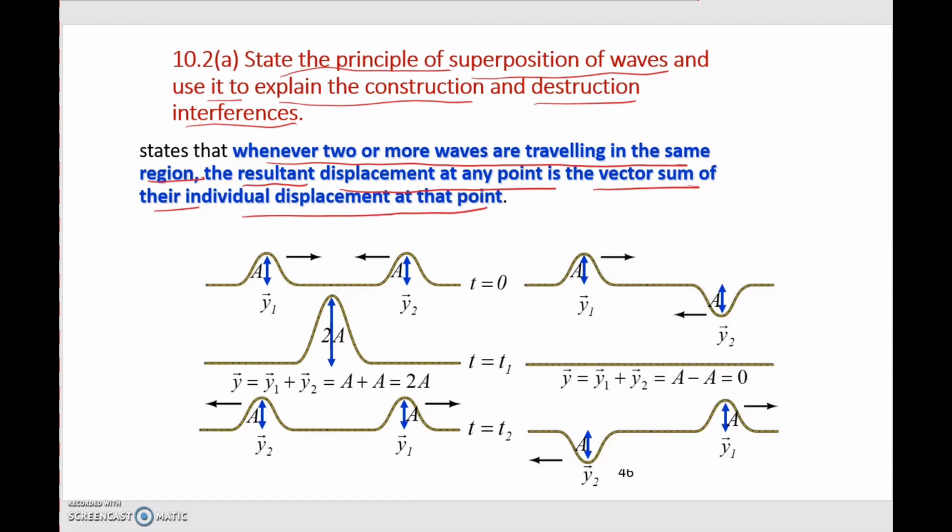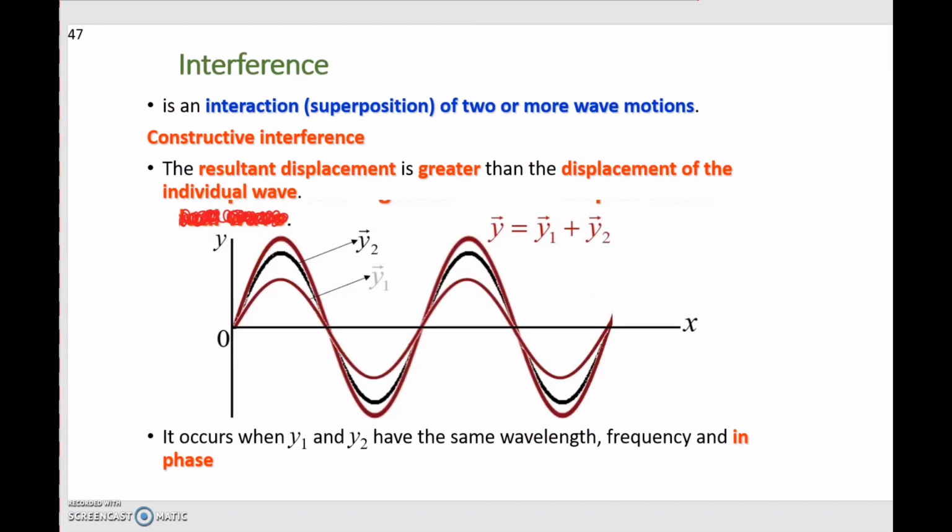For example, we have positive amplitude plus positive amplitude, so then you will have two amplitude. This one is positive amplitude and negative amplitude, so then you will have zero amplitude for resultant. This is interference. Interference is an interaction or superposition of two or more wave motion. So we have two types of interference. First we have constructive.